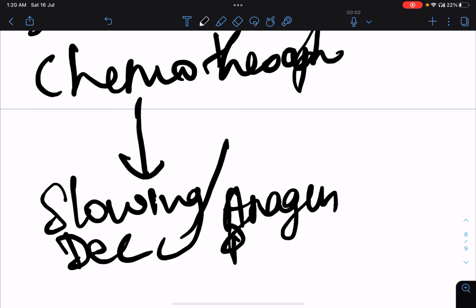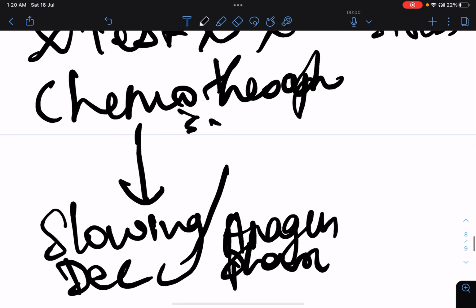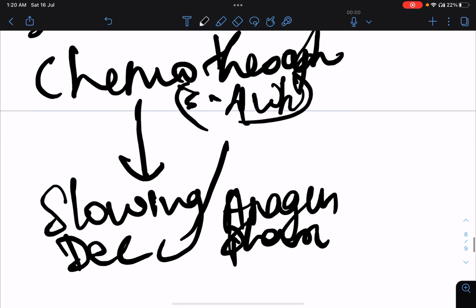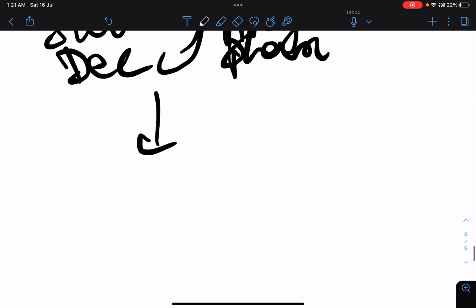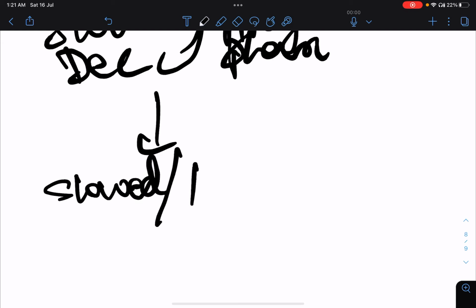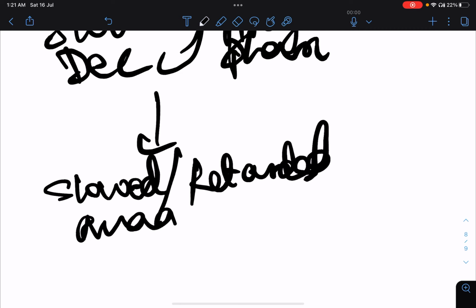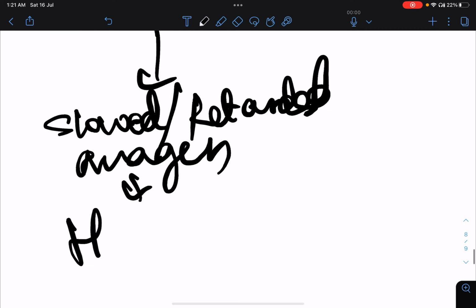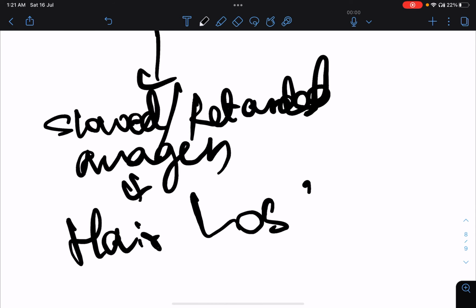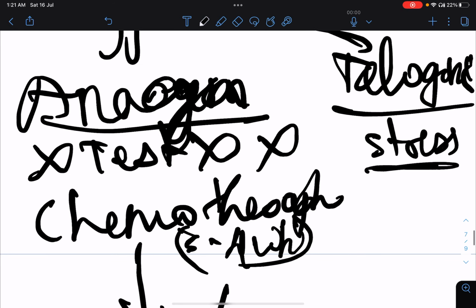So when the anagen phase is gone for, let's say, 3 to 4 weeks, post 3 to 4 weeks, this happens, and your hair shaft has gone into this slowed, retarded anagen, and eventually you just have hair loss. But what about the telogen phase? The telogen, let's say you have stress. So what do you have?